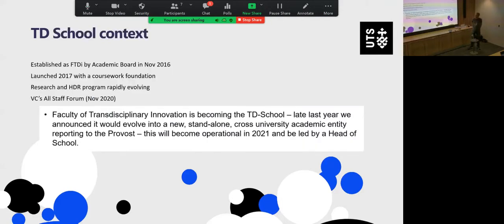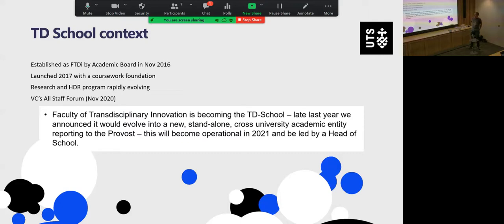So for context, FTDI was created as a faculty established in 2016. So it's a very new organization. First time the university has created a new faculty in decades. It was launched off the back of an undergraduate coursework foundation program, through which we teach students, and another set of industry partners who join the classroom about transdisciplinary methods to collaborate towards innovation.